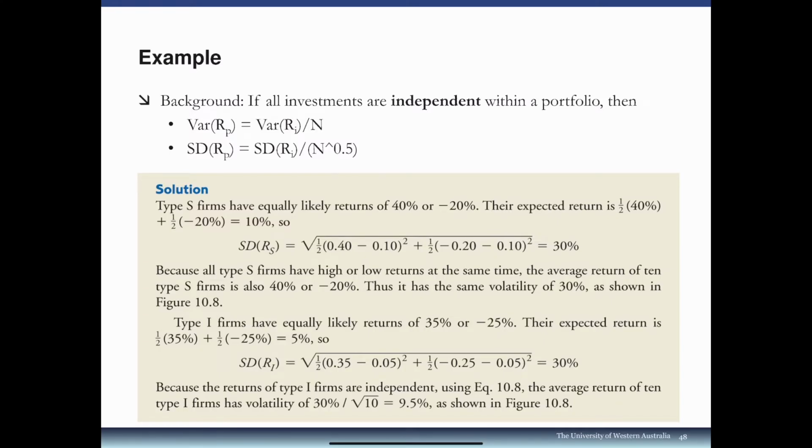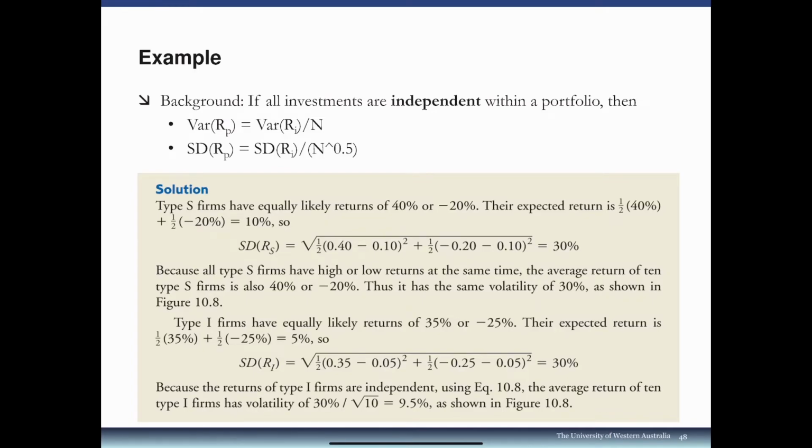And because all type S firms have high and low returns at the same time, that means the average return of type S firms is also 40% and minus 20%. Just think about this. If I buy one BHP share, that will give me the same average return as buying 10 BHP shares, right? Because they are not different from each other. So that means when you're holding the portfolio, it has a volatility of 30%.